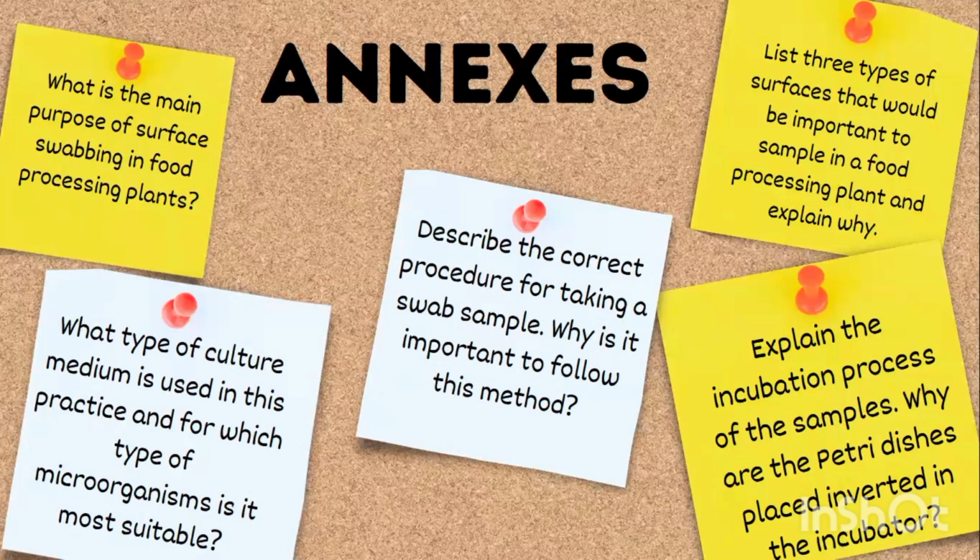And finally, explain the sample incubation process. Why are the inverted Petri dishes placed in the incubator? The sample incubation process involves placing Petri dishes with culture media and samples in an incubator at a controlled optimal temperature for the growth of microorganisms. Petri dishes are placed inverted to avoid condensation of water on the surface of the media, which could interfere with bacterial growth. This method also prevents external contamination and ensures accurate results during the incubation period.